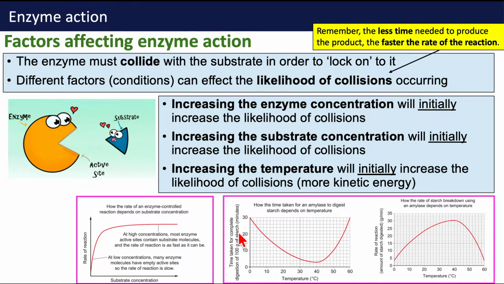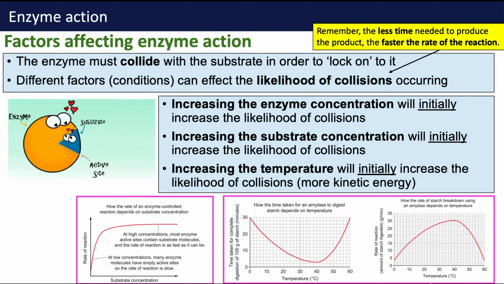Initially, we can see that as temperature increases, the rate of reaction is increasing. Don't forget, this one is referring to time taken for the digestion of our substrate, being starch. So as the time is decreasing, that's clearly showing an increase in rate of reaction at those lower temperatures, increasing from 0 to about 38 to 40 degrees centigrade there.